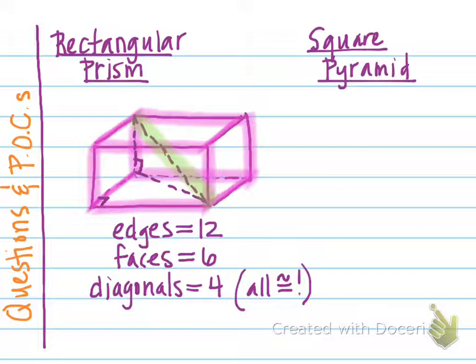Okay, let's go ahead and look at the square pyramid. A square pyramid has a square base, and the way that we're going to draw it so that it looks three-dimensional, it's kind of going to look like a rhombus, right? So all of the sides are congruent.